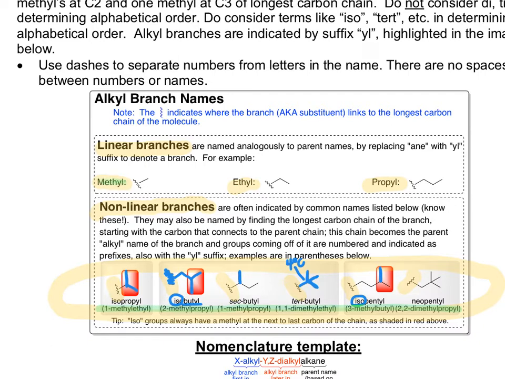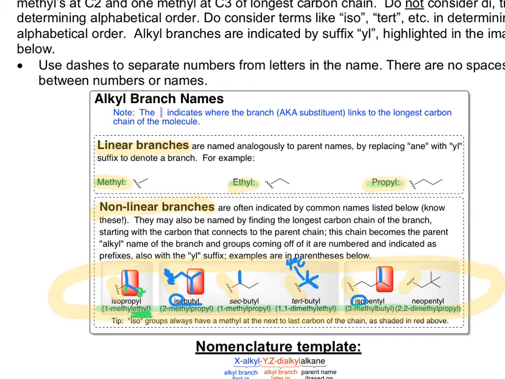Just like up here, linear branches end in -yl, for ethyl, methyl, propyl, etc. When we look at these terms to describe the branch, what we're doing is counting the carbon atoms within the branch to find the longest carbon chain in that branch by itself. So our longest carbon chain in this branch, starting from where it comes off the main molecule, that squiggly line, would be 1, 2. So we describe this as an ethyl group.